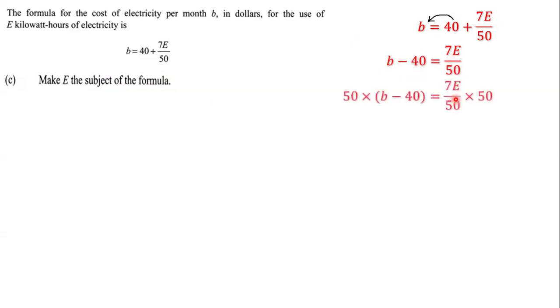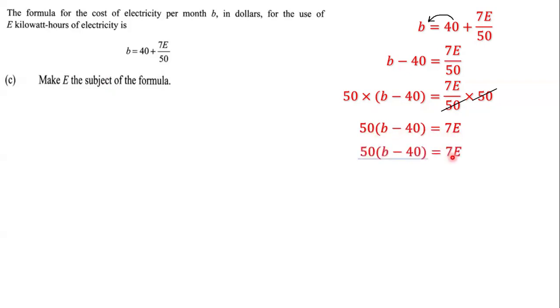Next thing that we're going to do is multiply both sides of this equation by 50. And we do that because we want to get rid of this 50 at the bottom. And so this cancels with that. So we have that 7E is equal to 50 times B minus 40, or we have 50 times B minus 40 is equal to 7E.